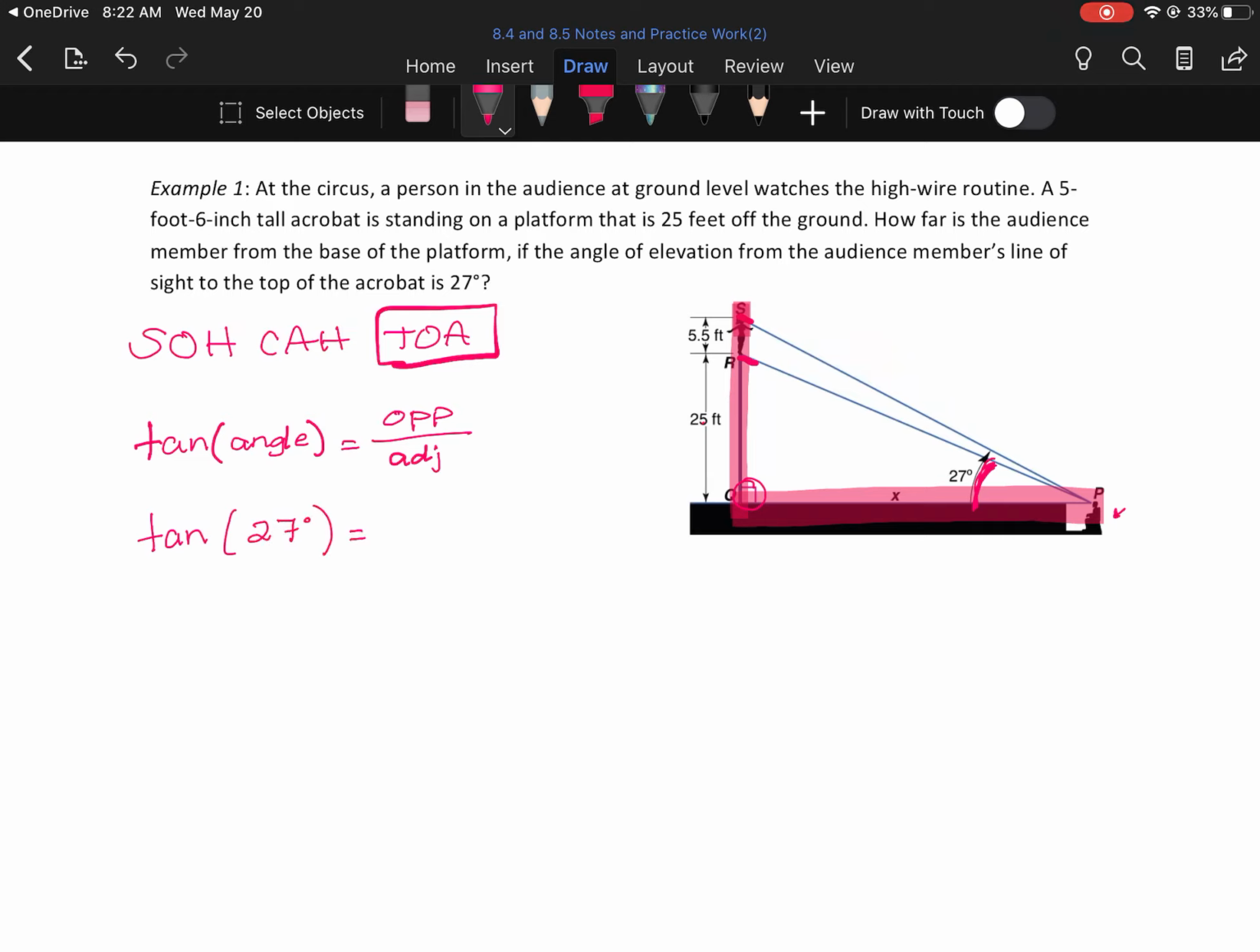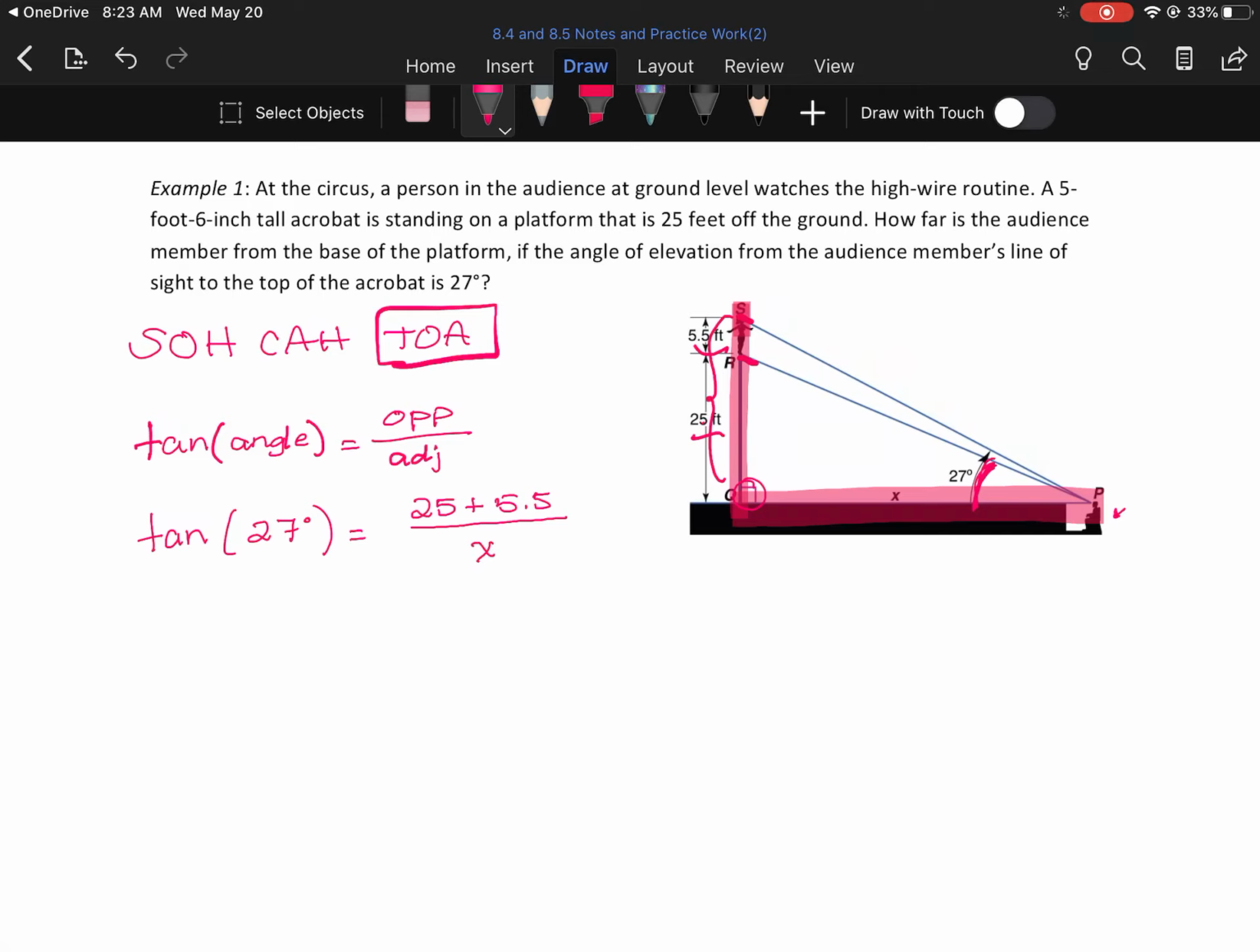The opposite side is 25 plus 5.5, because remember that's our total length. The 25 is the height of the platform that the acrobat is standing on, plus she is 5 foot 6 inches tall. 6 inches is half a foot, so that's where we get the 5.5 from. And the adjacent side, that's our x.